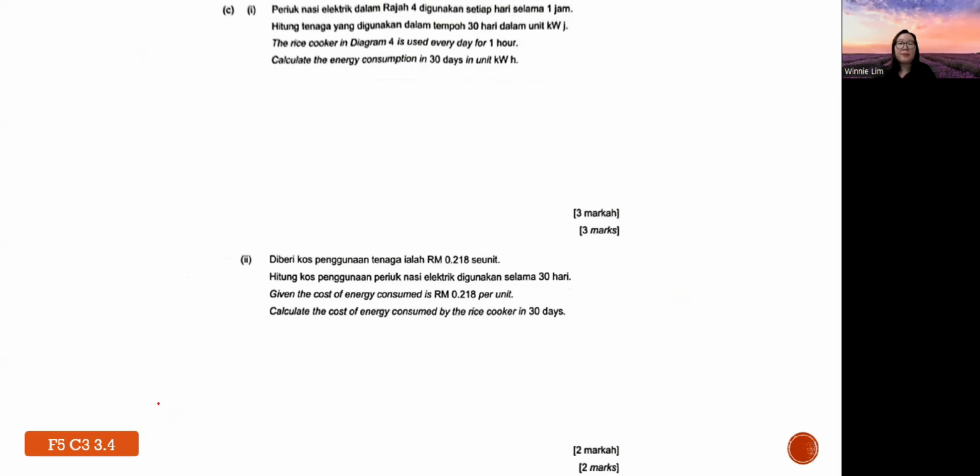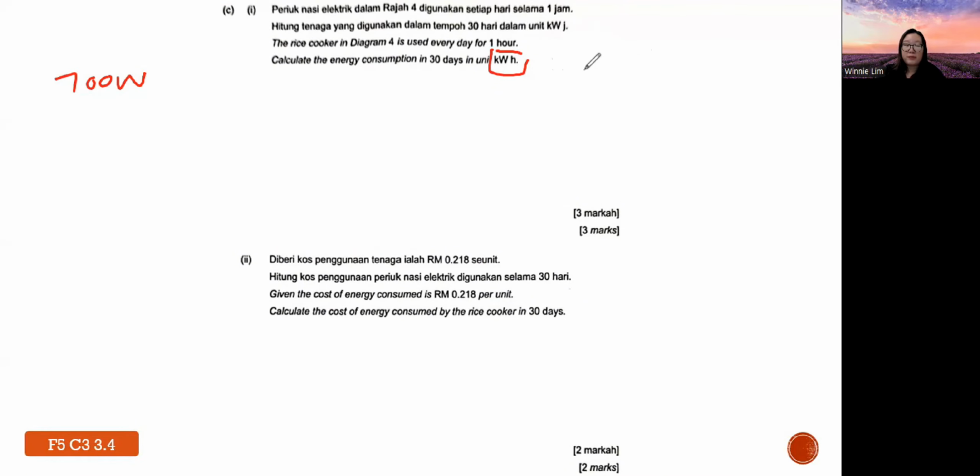Okay, then C1. The rice cooker in diagram 4 is used every day for 1 hour. Calculate the energy consumption in 30 days in units of kilowatt hour. So basically, just now, you know the power rating, it is 700 watt, right? Now, for understanding, a kilowatt hour is actually another unit for energy. But we use this because it's easier for calculation of electric bills compared to joule.